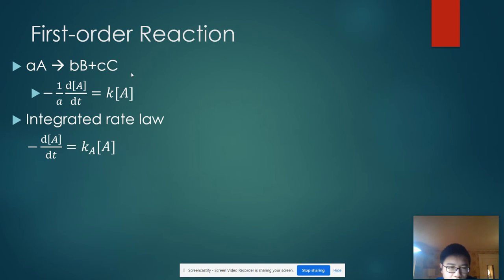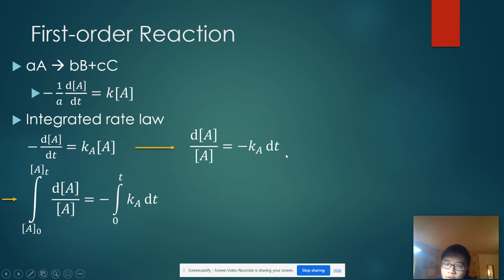So let's get the integrated rate law. Let's solve the differential equation now. Multiply by a on both sides, k times a is k_a. All right, separate variables. We divide by the concentration of A on both sides and multiply by dt on both sides. We also move the negative sign to the right side. Let's integrate. On the left side, this is just the integral of 1 over [A], and the integral of 1 over [A] is the natural log of [A].